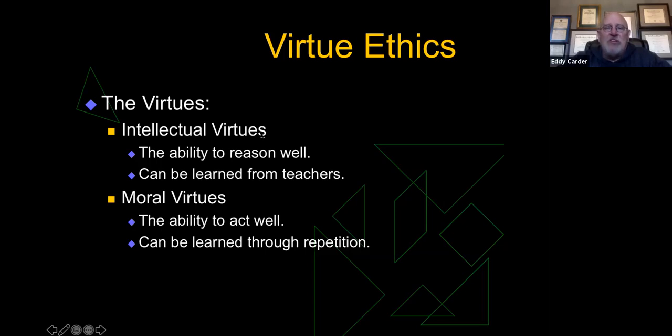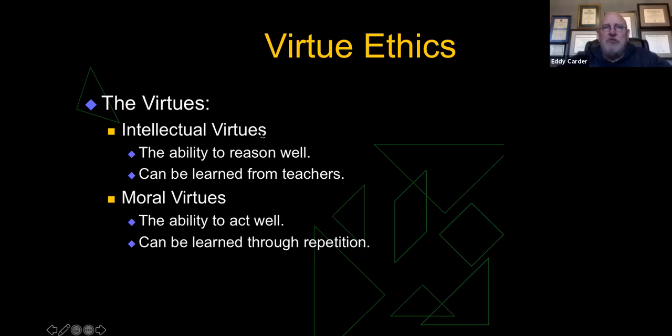But then Aristotle also emphasized the moral virtues. What are the moral virtues? The moral virtues are described by Aristotle as one possessing the ability to act well. The interesting thing about the moral virtues is this: it's not taught to us by other people, it's learned through repetition. We learn to do the right thing by doing the right thing. And the more we do the right thing, the more it shapes our being and our character and our virtue. And it helps us increasingly to be more inclined to do the right thing in the future. So those are the two levels of virtues.